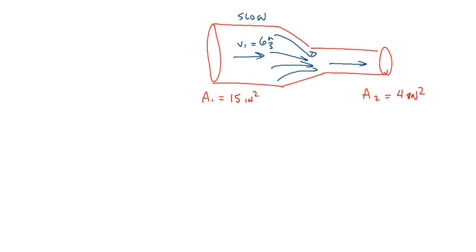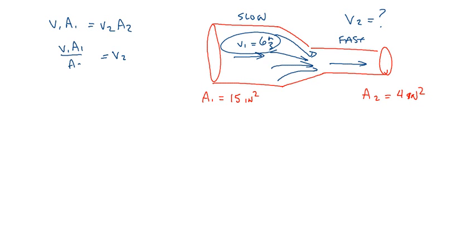This is relatively slow. When it chokes down, it has to speed up in order to get all of that water out of the pipe through a smaller diameter, through a smaller area. So all we have to do is write down V1A1 equals V2A2. If I know the velocity on this side, then I can use that to find the velocity on the other side. So right here, V2 would be equal to V1A1 over A2.